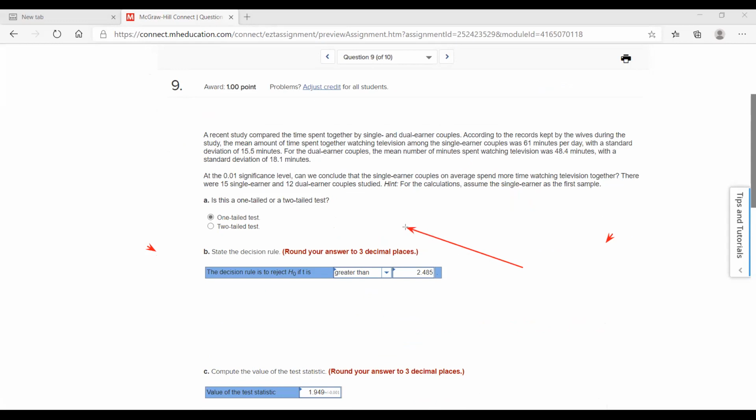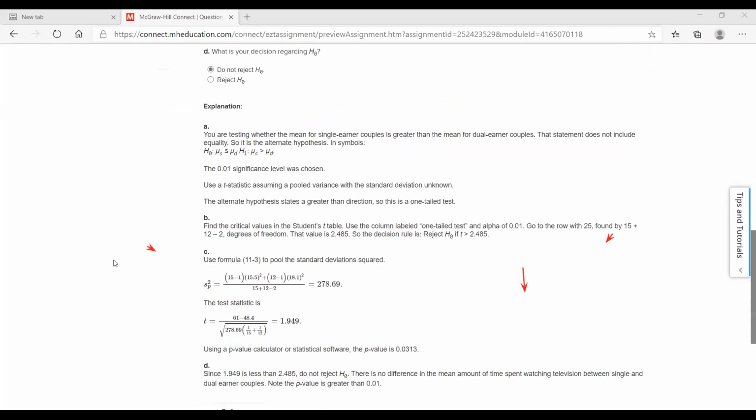And again, you've got to plug your degrees of freedom in to get your decision rule. You should be able to find 2.485 using, again, degrees of freedom of N1 plus N2 minus 2. They're using a 0.01 significance level. And then let me page down and again show you the formula for the test stat. Plug it in, get your pooled variance, and then plug this number into your denominator to get your test stat, and they got 1.949.